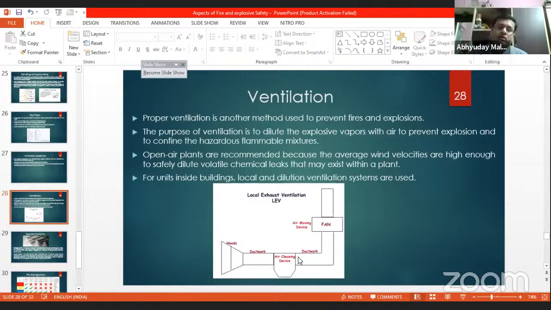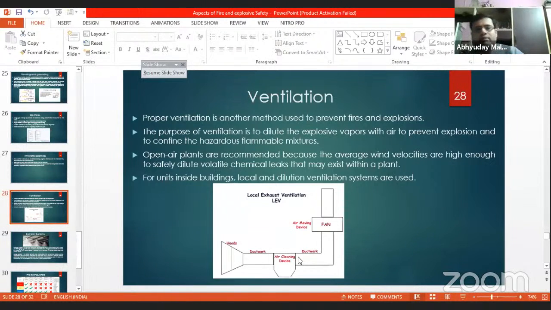A very widely used and very effective method of preventing fire and explosion is ventilation. Proper ventilation can mitigate the fire and explosion hazard to a large extent. What ventilation does is it dilutes the explosive vapors with air to prevent explosion, or it can confine the hazardous flammable mixtures in one place.